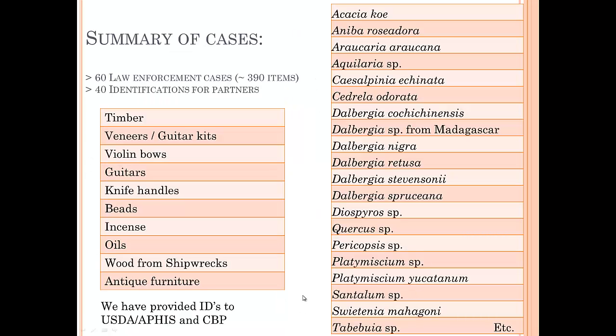Here's a summary of cases that our lab has dealt with since roughly 2014. We have had about 60 law enforcement cases, about 390 items, and it includes various types of materials such as timbers or guitar kits, which most of the time are veneers, violin bows, incense and oils in which there is no morphological characters left. We've looked at some wood from shipwrecks and antique furniture. And on the right side column you can see an example of species that we have characterized using the techniques that I have just described, with the exception of the cases in which there is no morphological characters present.